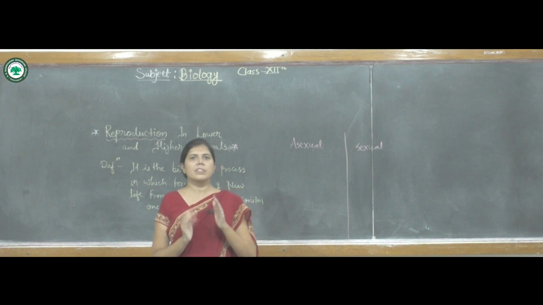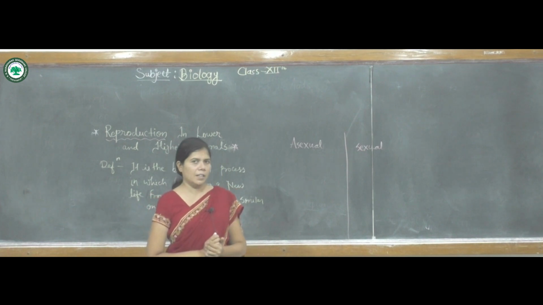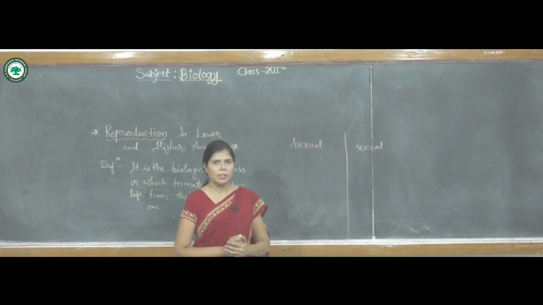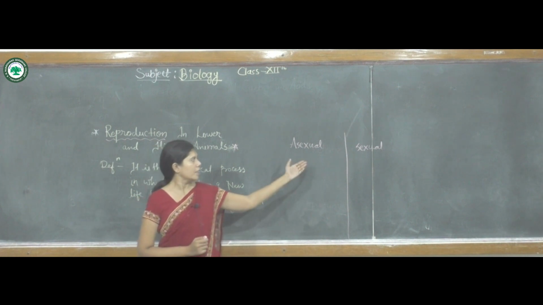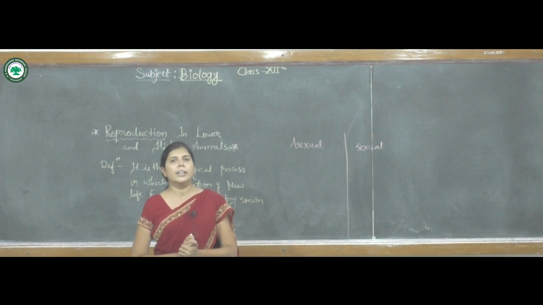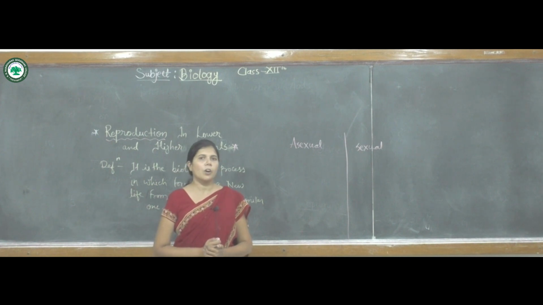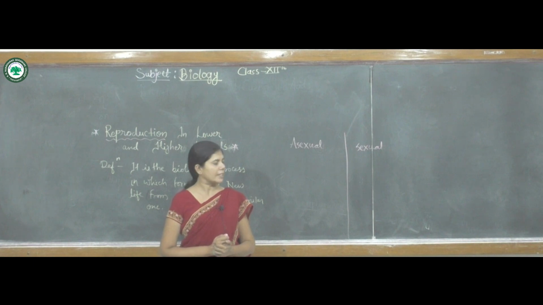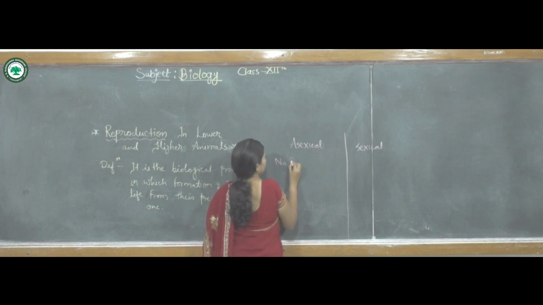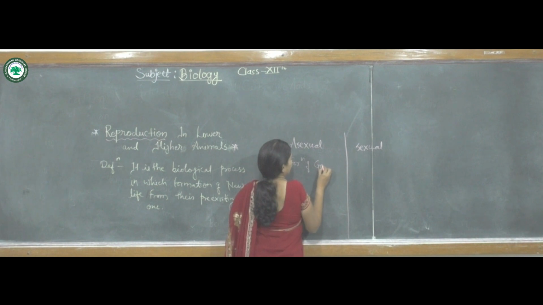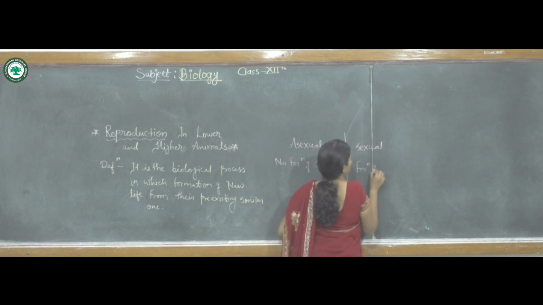In the asexual method, the reproduction is carried out asexually. Asexually means absence of sex, meaning both sexes are not involved. Only a single parent is involved in the asexual method, but in the sexual method both parents are involved. Again, in the asexual method there is no formation of gametes, but in the sexual method there is the formation of gametes, or we can say the production of gametes takes place in the sexual method.